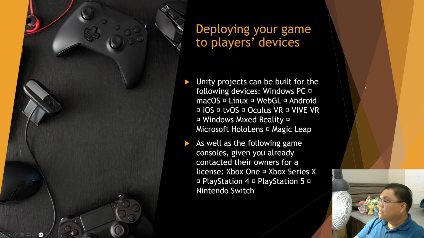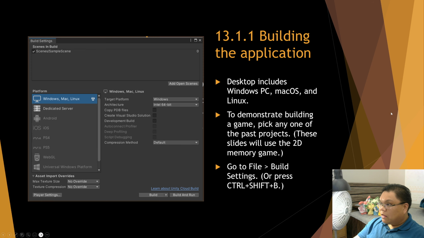Okay. As I said, we're going to be focusing more on desktop because that's what the book is more aimed at. Okay. So, open up any one project that you have. And then I want you to press Ctrl-Shift-B. You'll be presented with a window that looks like this. These are your build settings. So let me explain all of this really quick.